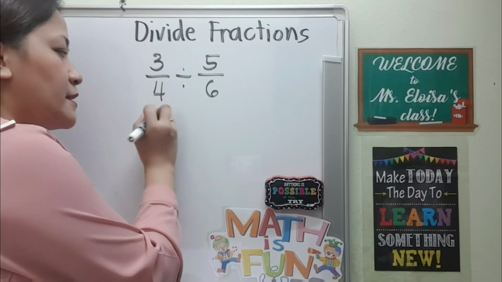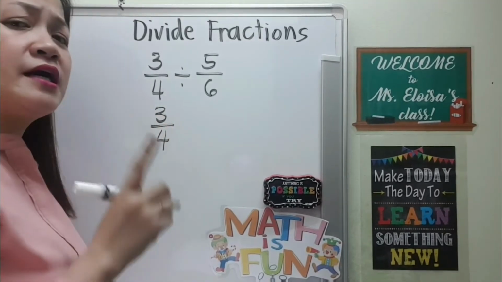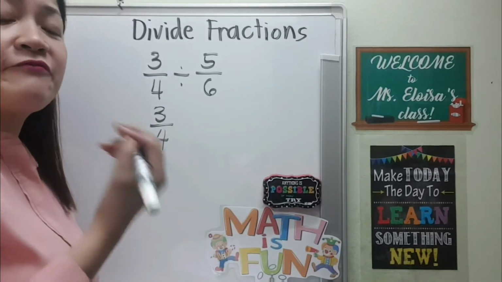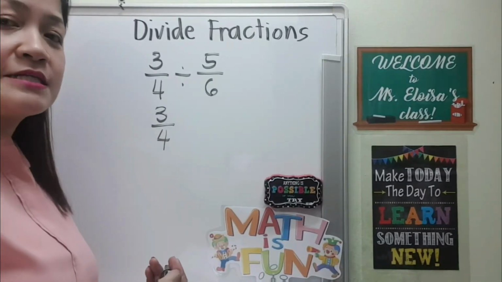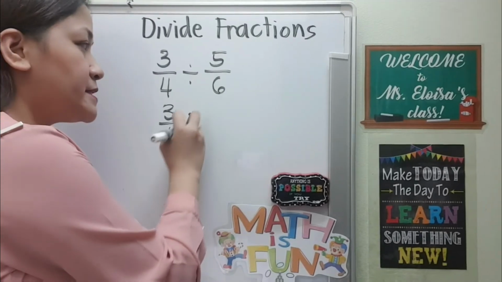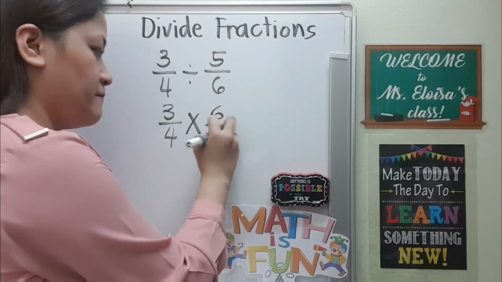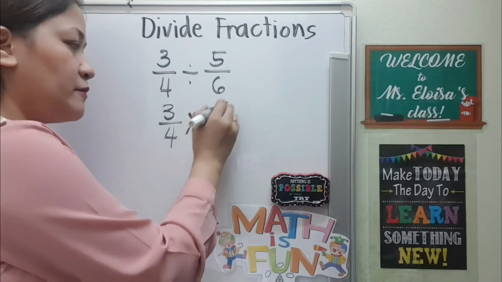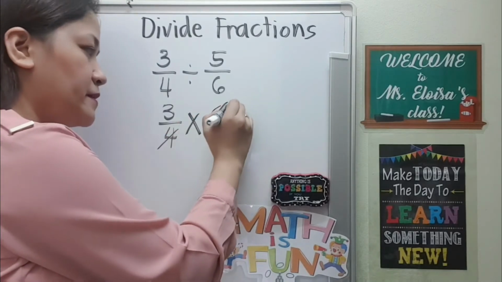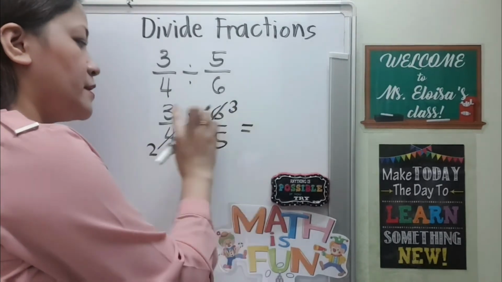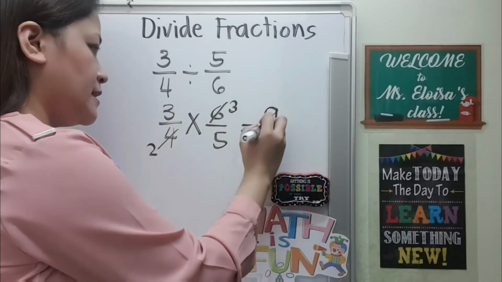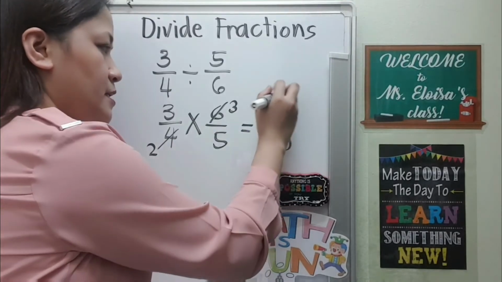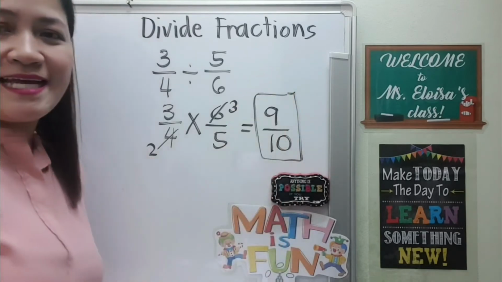Next, 3/4 divided by 5/6. So that will be 3/4. Remember, do not change the dividend. Copy the same dividend. You will only find the reciprocal of the divisor, okay? Times 6 over 5. 3 and 5, they don't have a common factor. 6 and 4, the common factor is 2. So this will be 3 and this will be 2. 3 times 3 is 9. And 5 times 2 is 10. So the answer is 9 over 10.